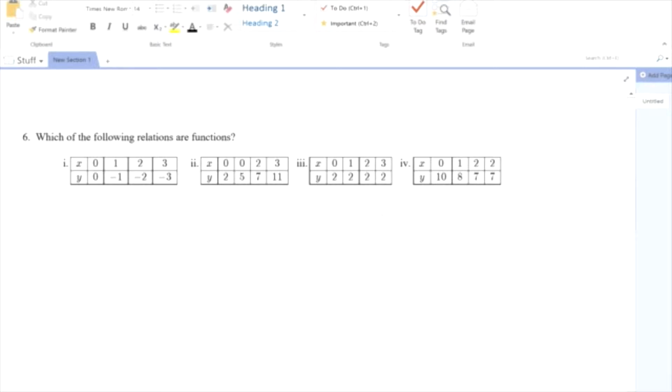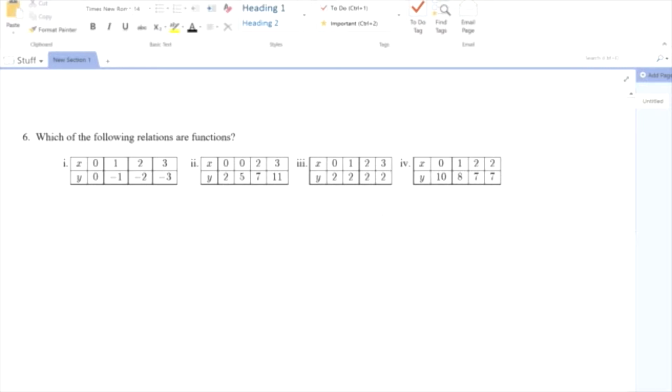And today we will be dealing with a question which is, which of the following relations are functions? We're given four boxes with x and y inputs. The first one, the second one, the third, and the fourth, all in Roman numerals.